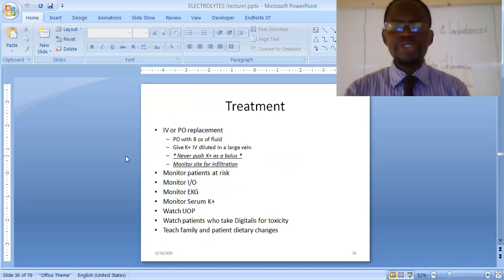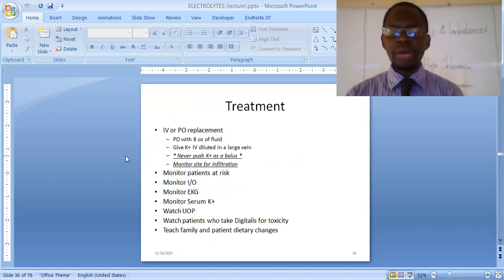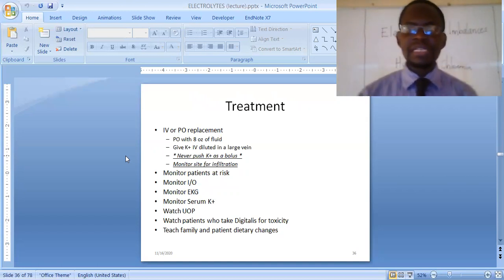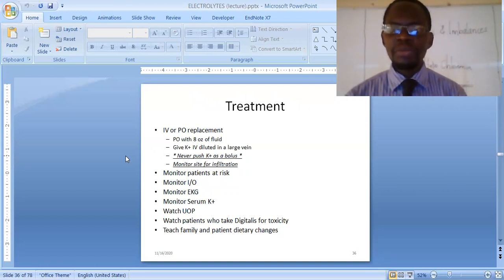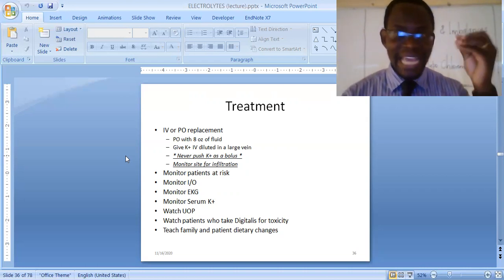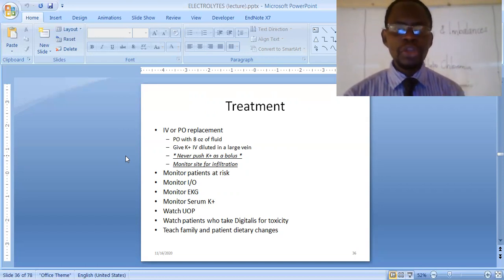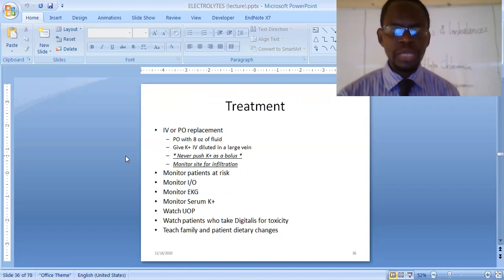Now, how do we treat this defect? You basically give IV or per oral treatment. But it's very important, and please note this, that when you give IV, you never give potassium as a bolus. It's always given as an infusion, with an infusion pump, and should be monitored. You should also monitor the site of infiltration.